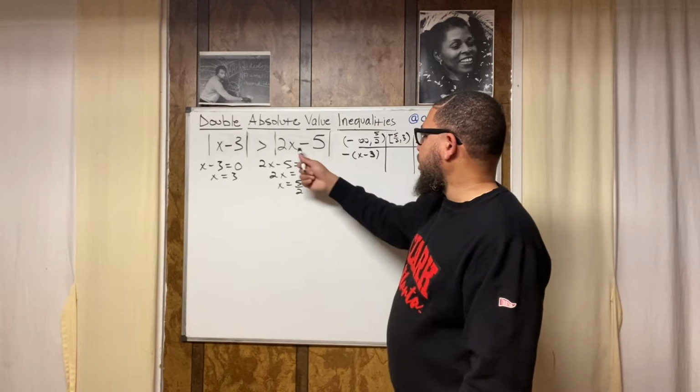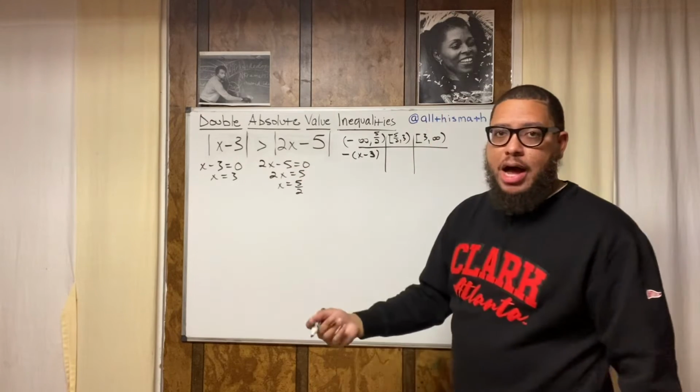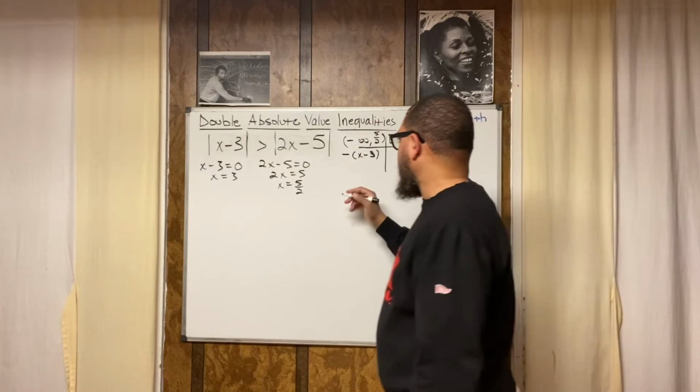All right. Then I do the same thing with 2x minus 5. 2 times 0 is 0. 0 minus 5 is negative 5. We get another negative. So that means that expression is going to be negative also in this inequality.